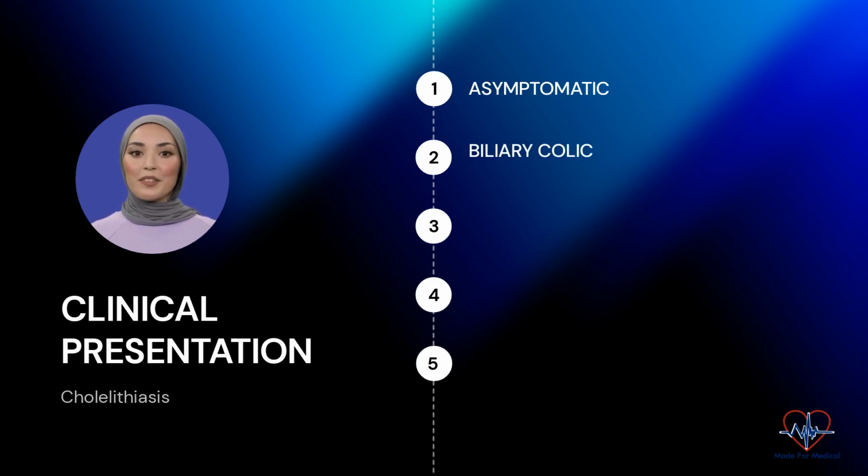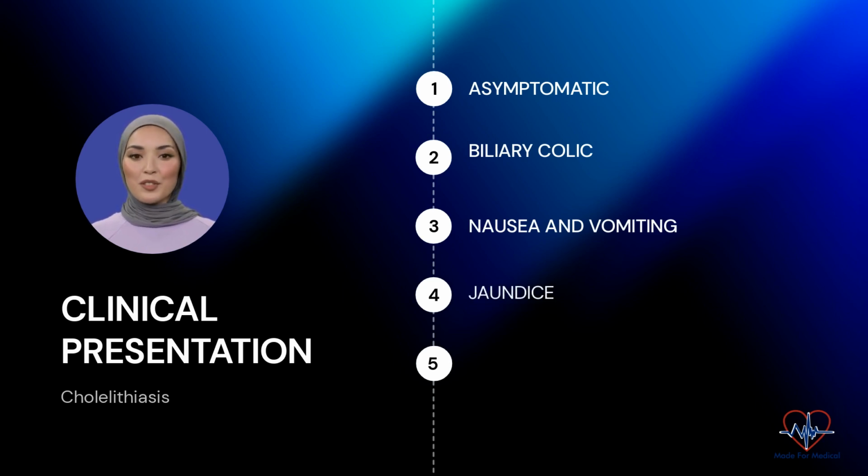Biliary colic. This is the most common symptom associated with cholelithiasis. Biliary colic is characterized by sudden and intense pain in the upper abdomen or right upper quadrant. The pain is often episodic and typically lasts for a few hours. It can radiate to the back or right shoulder. Biliary colic is frequently triggered by the ingestion of fatty or greasy foods. Nausea and vomiting. Biliary colic may be accompanied by nausea and vomiting, especially if the pain is severe.